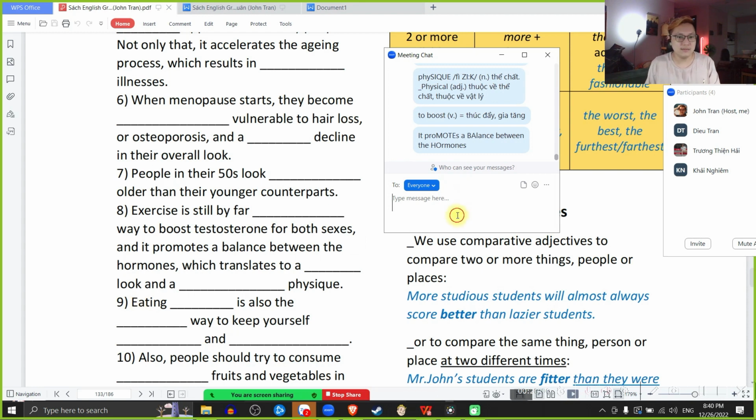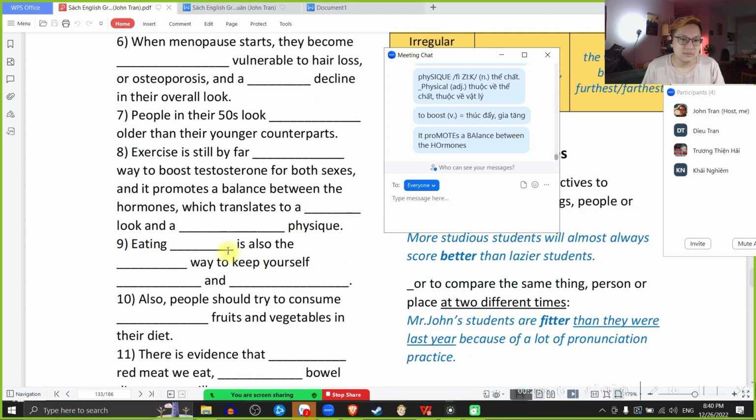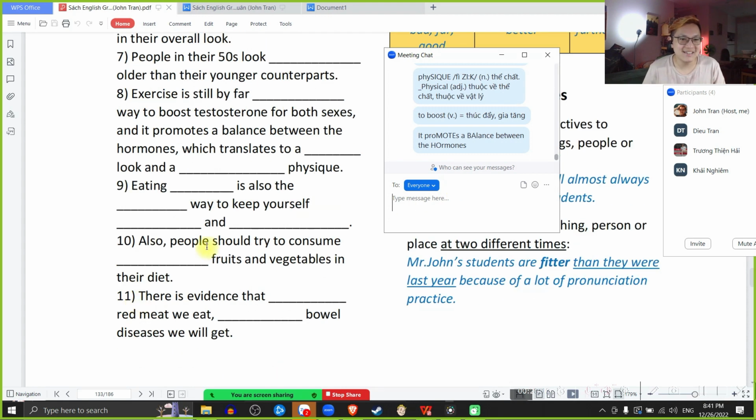Number 9, eating something. It's also the something way to keep yourself something. Ăn uống như thế nào đó thì cũng là cái cách gì đó để giữ cho bản thân sao đó. So number 10, also people should try to consume something, fruits and vegetables in their diet.